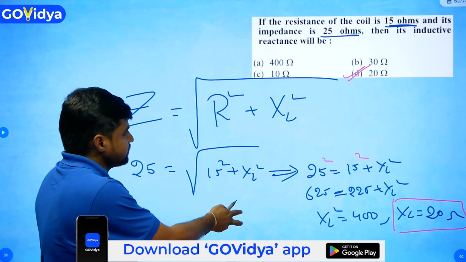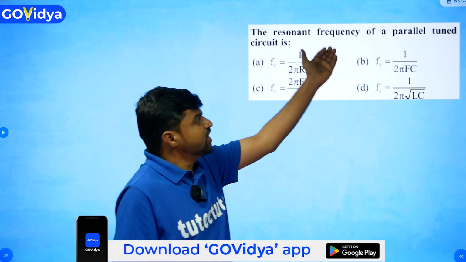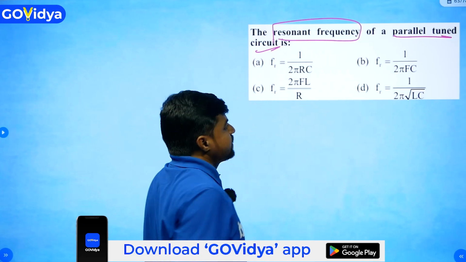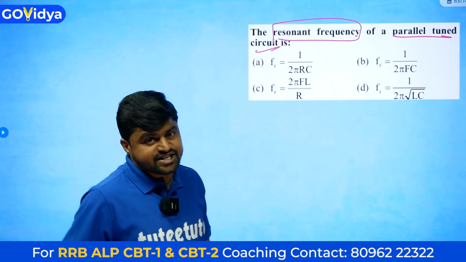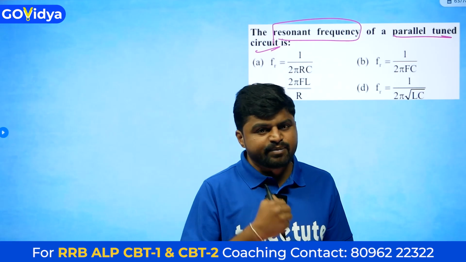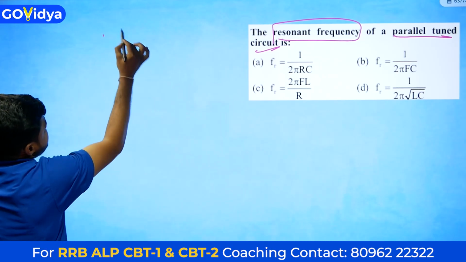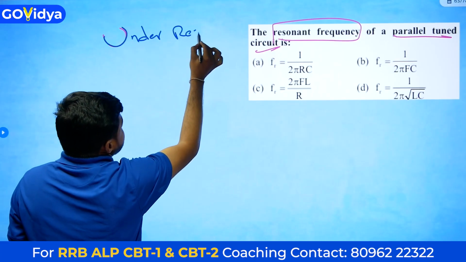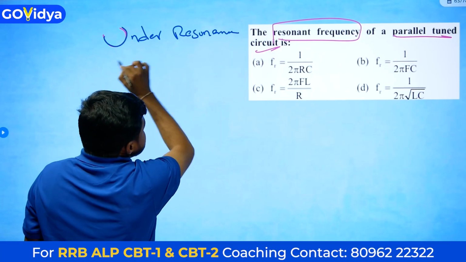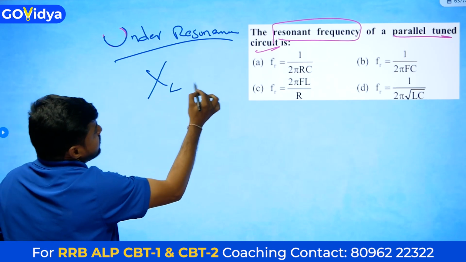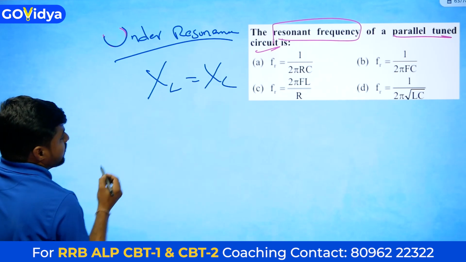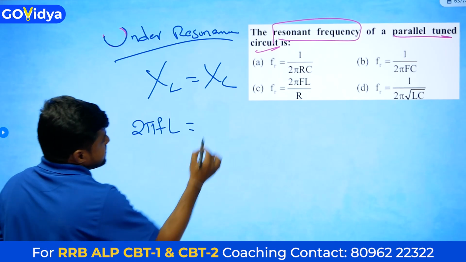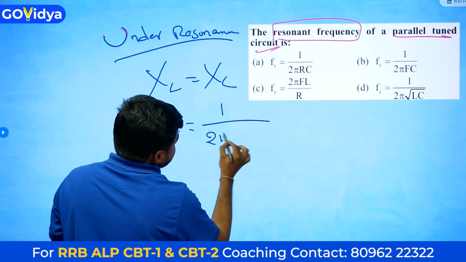Next question. The resonant frequency in a parallel tuned circuit is? At resonance condition, inductive reactance is equal to capacitive reactance. Under resonance, XL is equal to XC. What is XL? XL is equal to 2 pi FL, and XC is equal to 1 by 2 pi FC.